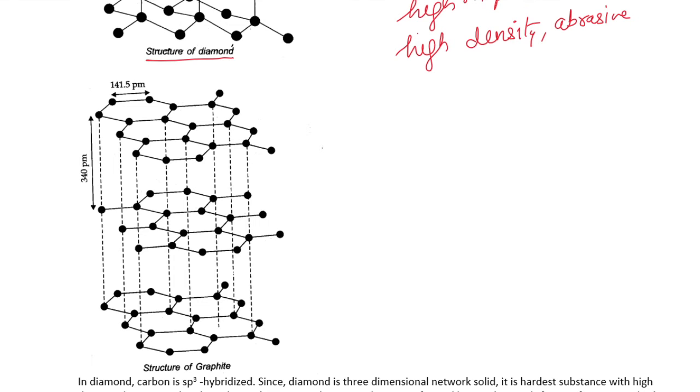Now come to graphite. In graphite, each carbon is attached to 3 other carbons and 1 electron is free per carbon. It exists in hexagonal layer structures, and the layers have van der Waals attraction. See, there is 340 picometer distance between 2 layers. And due to this it is soft.